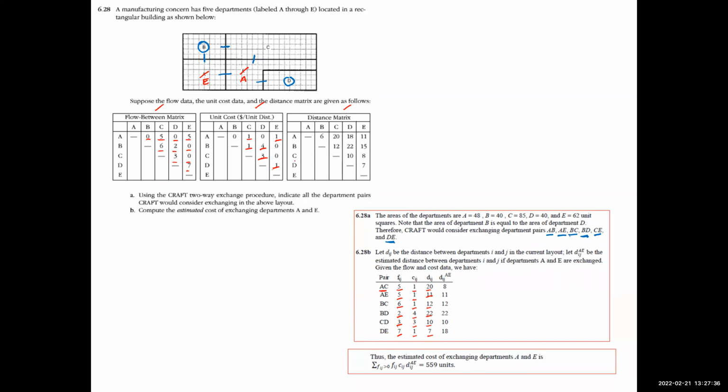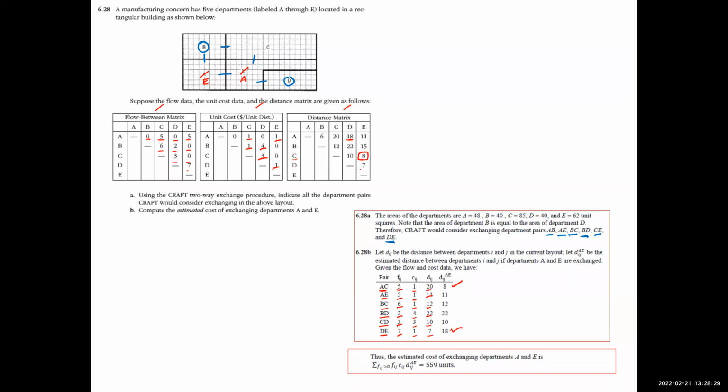The EC distance is 8. So that's what we have here. The distance from AE is not going to change because they are just swapping positions, so AE is the same distance. BC is not affected. BD is not affected. CD is not affected. DE: now the distance is going to be the distance from D to A. So the distance from D to A is 80. So swapping is updating the distance.